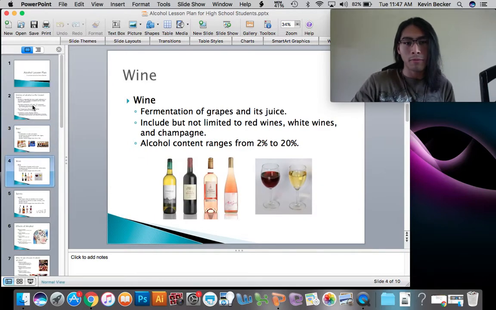The next type of alcohol will be wine, and this is the fermentation of grapes and their juices. These include, but are also not limited to, red wines, white wines, and champagne. Their alcohol content ranges from 2% to 20%. So this means that they are a little bit stronger than beer, and again, you get to see how wine gets packaged and how wine actually looks when it's in a glass.